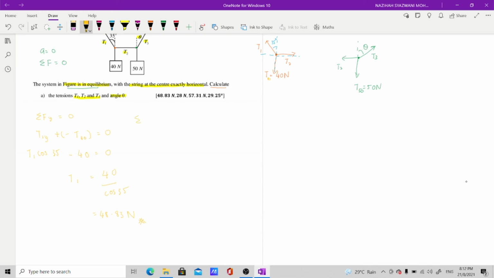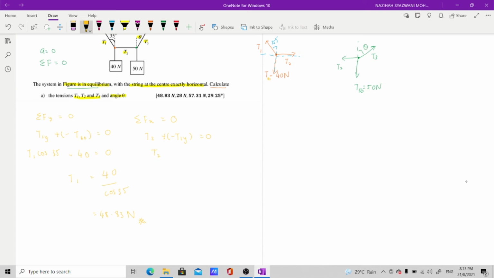Summation Fx equals 0. On the x component, again, we have two forces acting. The first one is T2 to the right. So let's put here T2. The other one is the x component of T1. So that one would be minus T1x. Why is it minus? Because the vector is pointing to the left. According to the sign convention, to the left we should put a negative sign.